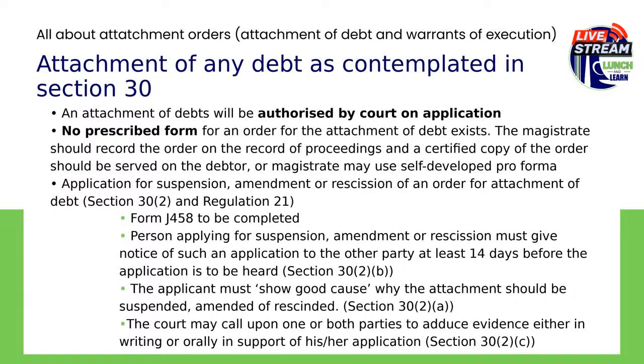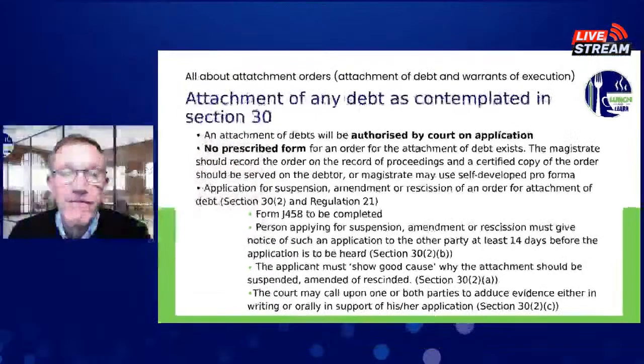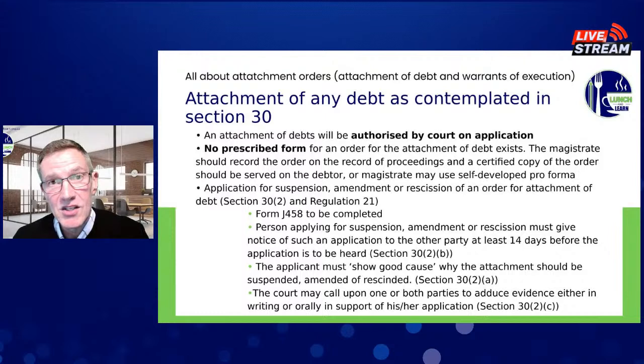Obviously, for example, which we had in my matter, where the builder had to pay the money over, he could also bring an application for the suspension or the amendment or the rescission of that attachment of debt order. There's a certain form that needs to be filled in, the J458, and then he needs to show good cause why the attachment should be amended or rescinded. And in very, very, very few cases do these types of applications succeed, because there's still a liability to pay the arrear maintenance, and going on to, very similar to Section 27, where the courts would cast a dim view of suspending such an order if there is still an amount of maintenance which is left unpaid.